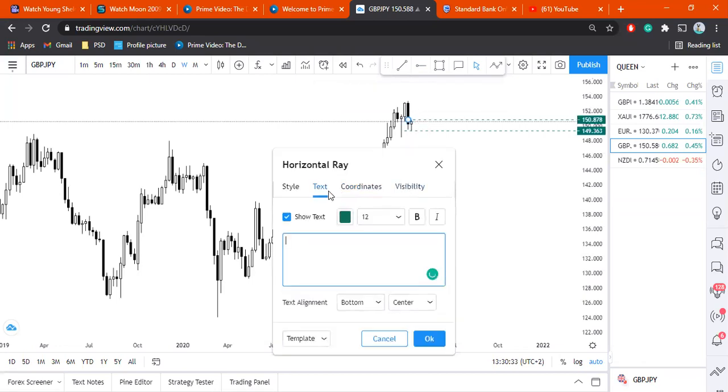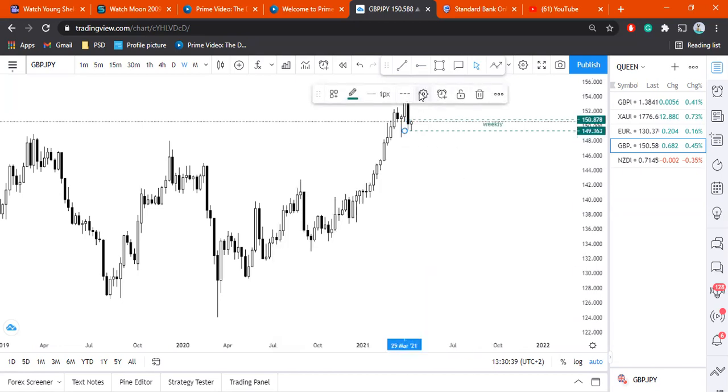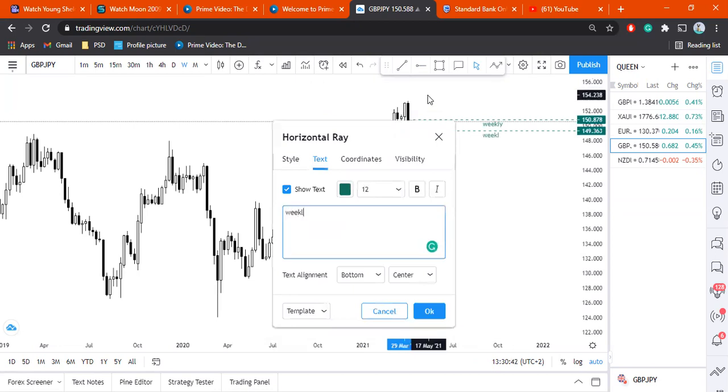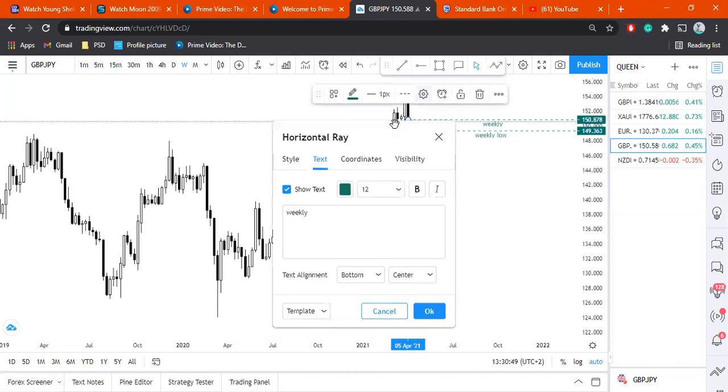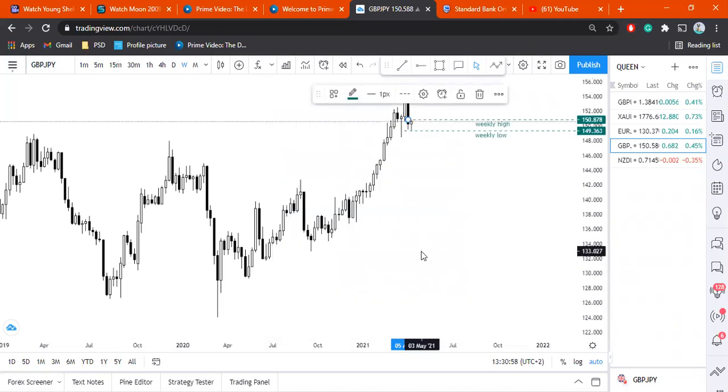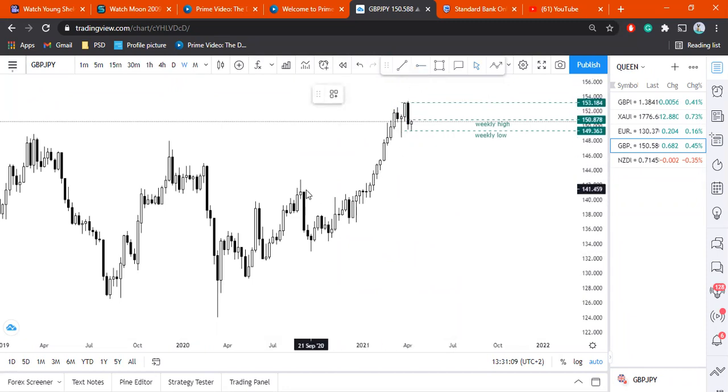Let's say that's the high, weekly high. Then we're going to say weekly low. So that we know if price is going to go any higher next week, it has to break the weekly high. If price is going to go any lower next week, it has to break the weekly low. So if it breaks the weekly high, it's probably going to go around here. If it breaks the weekly low, price is not going to stop until it reaches this area.